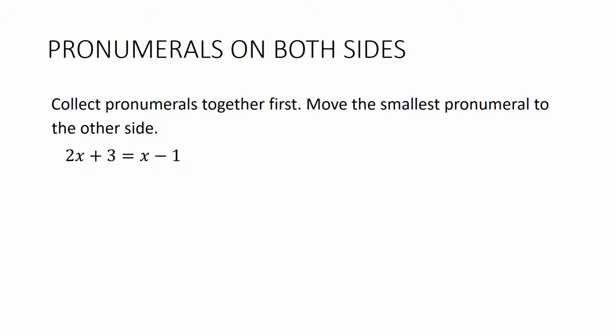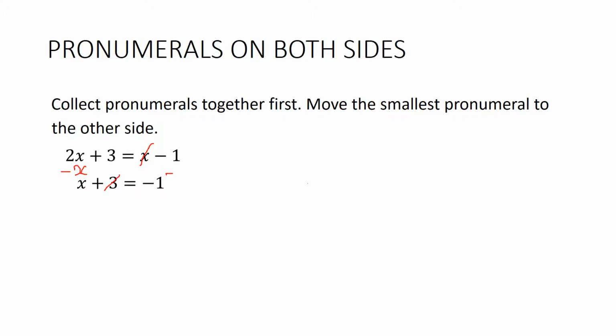When we've got pronumerals on both sides, we need to collect the pronumerals together first. That's not a hard and fast rule. Sometimes you do other things, but it's a good place to start. And here's another suggestion, is that you move the smallest pronumeral to the other side. That avoids negatives. So our smallest pronumeral is this x. It's a positive x, so it's coming over here as a -x. Make sure that you adhere to the like terms rules when you're doing this. So it's going to go with the 2x. 2x take x is x, plus 3 is equal to -1. Now we're back to a simple one-step equation. Let's move that 3 over.